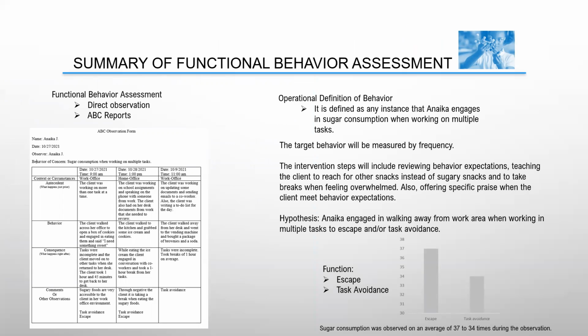Okay, so the functional behavior assessment. For the functional behavior assessment, I used direct observation. I also used the ABC reports, and here's the ABC report that I wrote. And the operational definition of the behavior: it is defined as any instance that I engage in sugar consumption when working on multiple tasks. The target behavior will be measured by frequency.